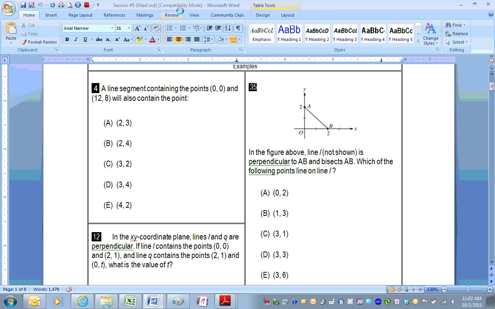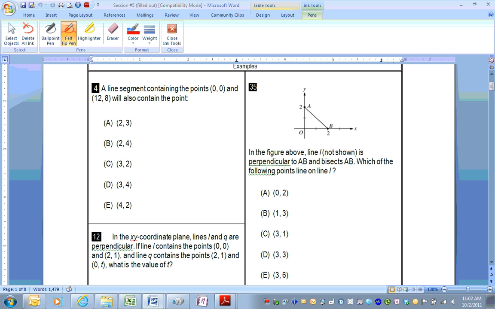So if I try to find the slope, the slope will be 8 minus 0 over 12 minus 0, which is 8 twelfths. What was 8 twelfths reduced to? 2 over 3. Good. So which other point will get us that? C.